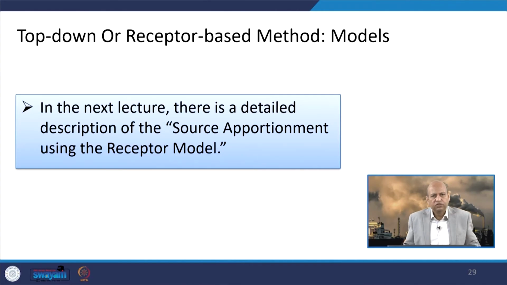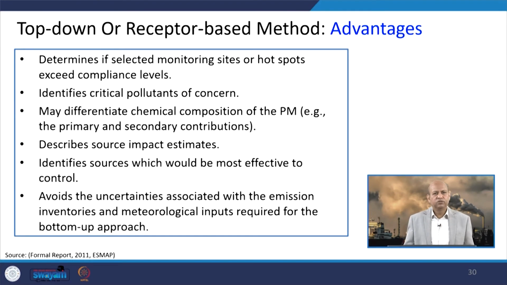Okay. So, this particular top down or receptor based model or method we will discuss in detail in the next lecture. So, we can just skip at present the source apportionment using the receptor model. We can directly come to what are the advantages and disadvantages of the receptor based method.